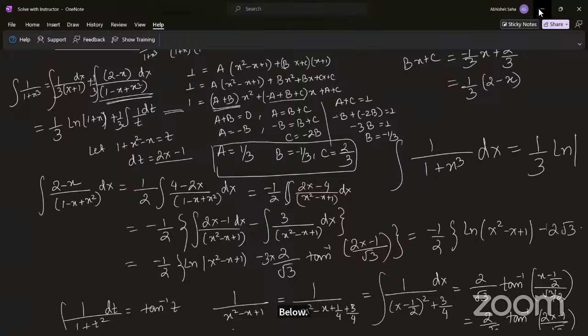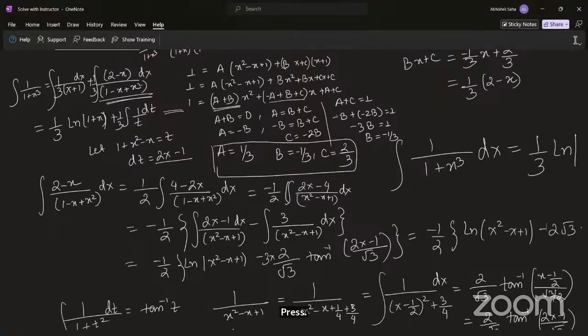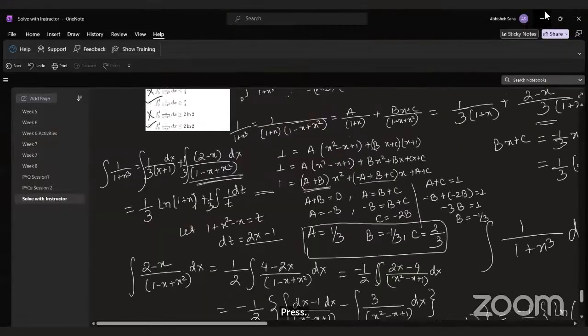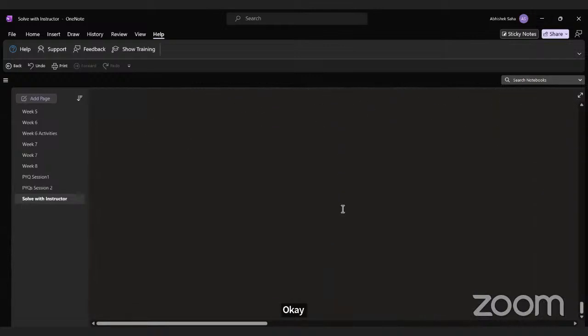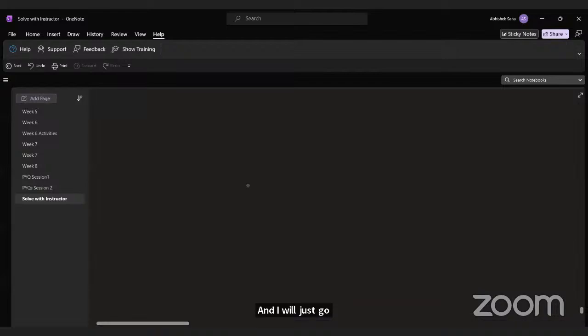Sir, can you explain that Riemann sum actually? I have already explained it. Okay. So please take question 7 from practice assignment 8 and 9. Practice assignment 9, question 7. Okay, the practice assignment has already been solved in the TA session. You can watch the recording for the practice assignment. And I will just go through the concept of the Riemann sum. Please watch the recordings of the practice assignment. Okay. Will that be fine?